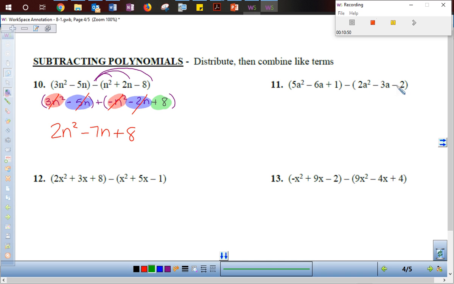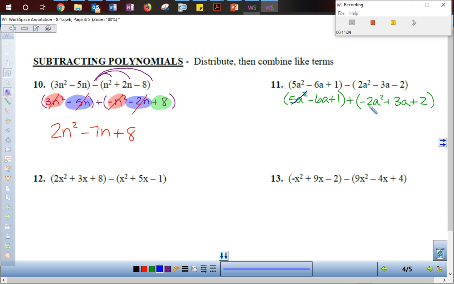Again, I'm subtracting the second polynomial, so I want to rewrite this. I'm going to bring down 5a squared minus 6a plus 1. And instead of a subtraction sign, I'm going to have an addition sign. And now my second guy, all the signs on the inside are going to change. So I'll have a negative 2a squared, a positive 3a, and a positive 2. So now I have a nice trinomial being added to a trinomial. Why don't you pause the video and combine your like terms on number 11.